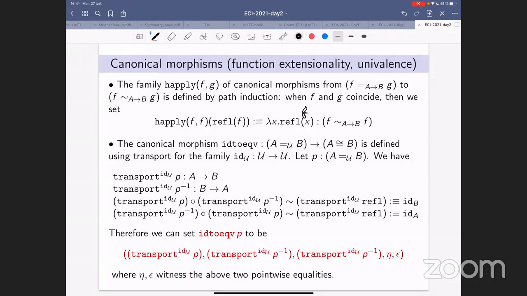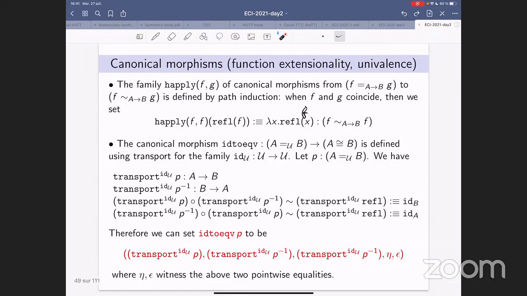Okay, so nothing complicated here. For the E to XV map that goes from A equals B to A equivalence, the type of equivalences between A and B is a bit more tricky, because I need to produce all the ingredients of B-inv, okay?